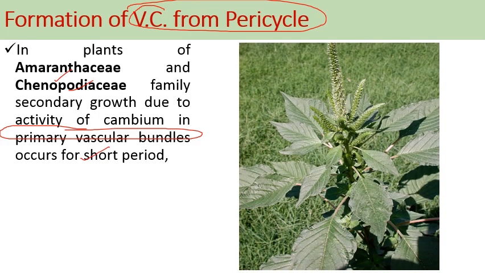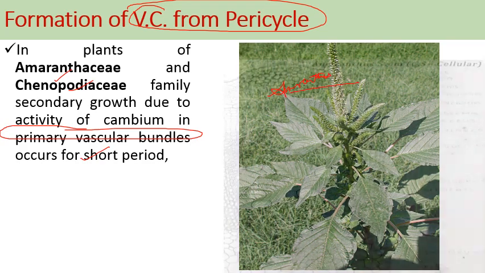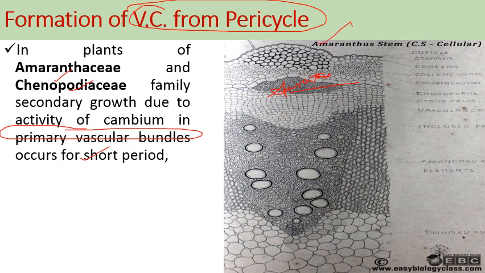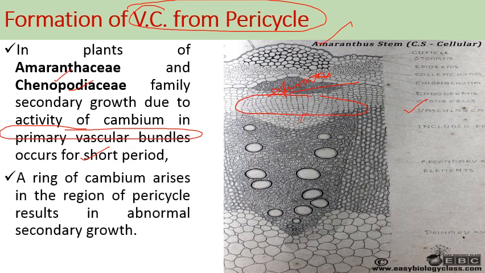और ये जो photograph है, it is the photograph of Amaranthus which is a member of family Amaranthaceae. It is used for making vegetables also. And this is the section of Amaranthus stem. It shows formation of cambium in the pericycle region. Pericycle region में cambium बनता है और इससे जो secondary growth होती है that is abnormal. A ring of cambium arises in the region of pericycle. इसमें जो pericycle का region है वहाँ पे cambium arise होता है, results in abnormal secondary growth or anomalous secondary growth. So again, this is the other reason for anomalous secondary growth, that is formation of vascular cambium from pericycle.